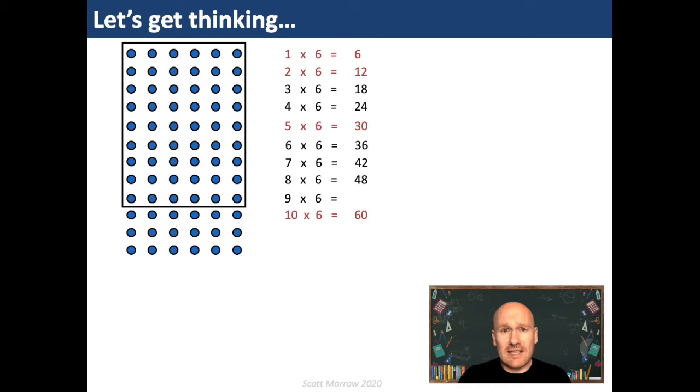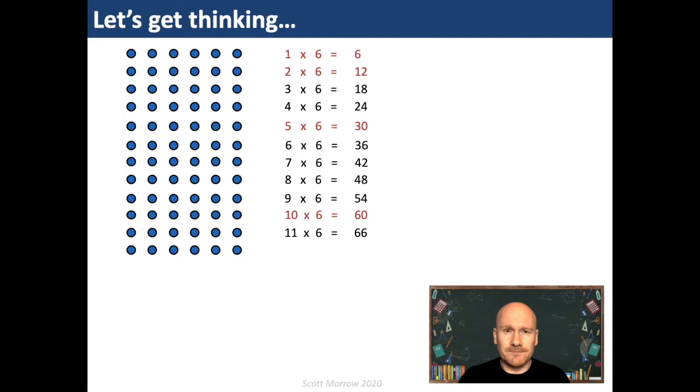What about 9 rows of 6? Well, we know that 10 rows of 6 is 60, but we've got an extra row there, so let's take away that 6, which gives us 54. What about 11 rows of 6? Well, there you can see we've got the 10 rows that we know, plus an extra row of 6, which gives us 66.